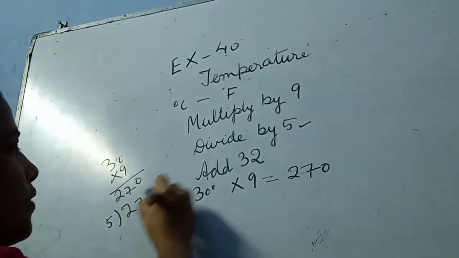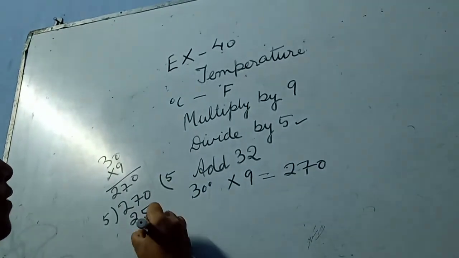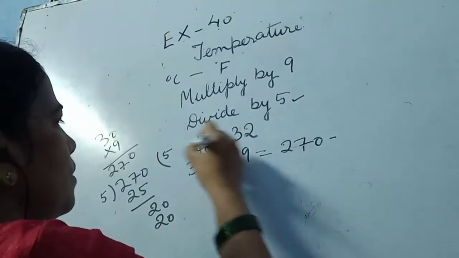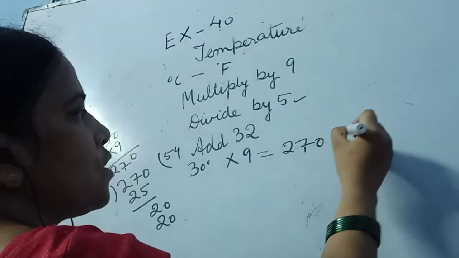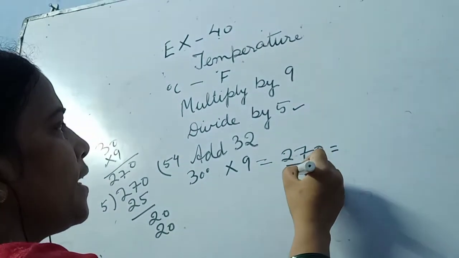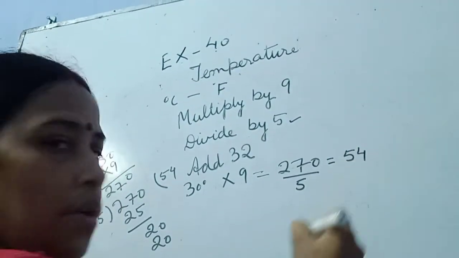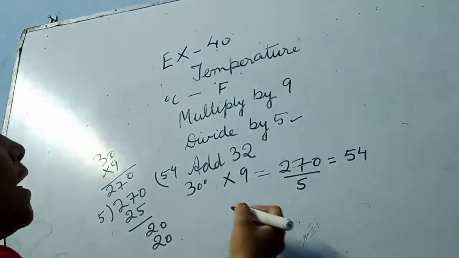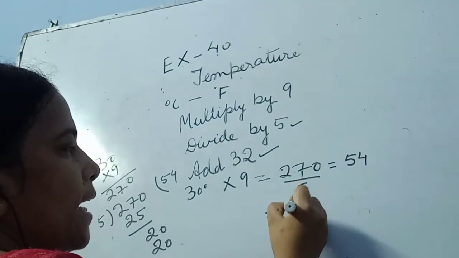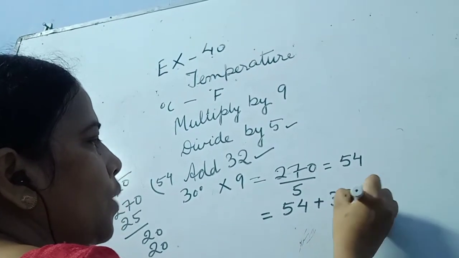with 5. So 5 5s are 25. Now here 5, 20, how many times? 4 times. So when you divide this 270 by 5, you are going to get 54. Now we have to add 32 to this 54.